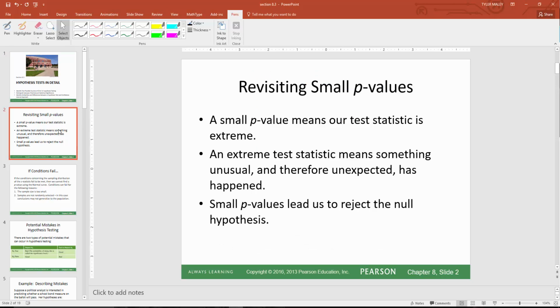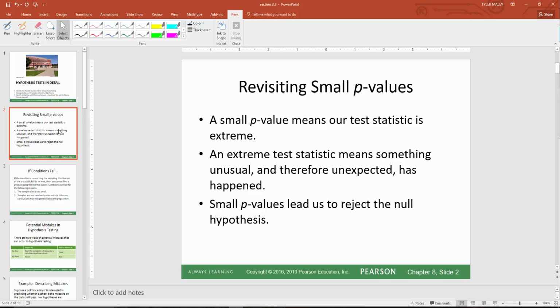So the next slide I have here is just revisiting small p-values. So what does it mean to have a small p-value? A small p-value means that our test statistic is extreme, meaning it's unlikely, unexpected. So an extreme test statistic means something is unusual and therefore unexpected. Therefore something unexpected has happened. So that's why a small p-value leads us to reject the null hypothesis.